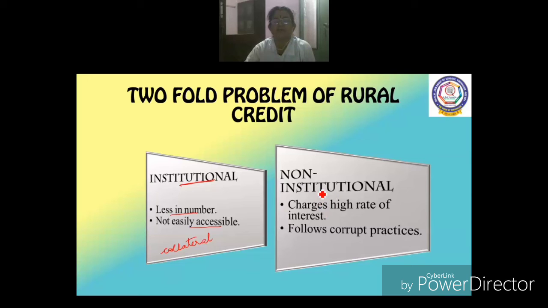Whereas with non-institutional sources of credit also, the farmers face problems. One is charging a high rate of interest, as I told you in the previous slide, and following corrupt practices. So in such a case, what happens? These farmers are trapped. You call it a debt trap. They collect a high rate of interest and they exploit the farmer, and the farmer is in a debt trap.